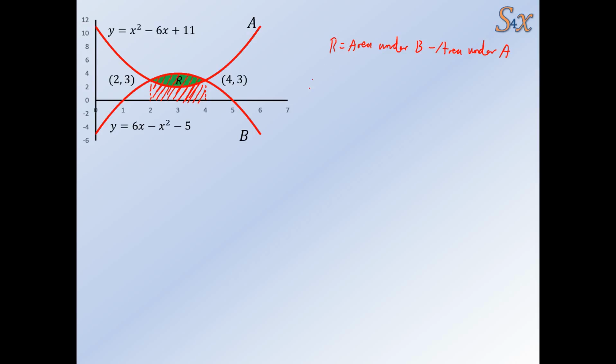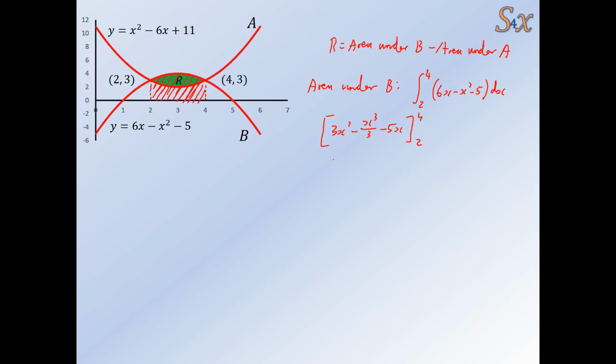So, okay, let's start with the area under B and see if we can figure that one out. To do that, I'm going to integrate between my two limits, which are x is 2 and x is 4. And I'm going to integrate the equation of curve B, which is y is 6x minus x squared minus 5 dx. So I've got my limits and what I'm integrating, so I can go with this one now. First step's to integrate. So 6x becomes 3x squared, x squared becomes x cubed over 3, and if we're integrating a constant, we just put x on the end, and I'm going between the limits of 4 and 2.